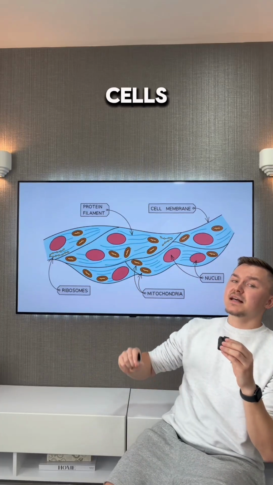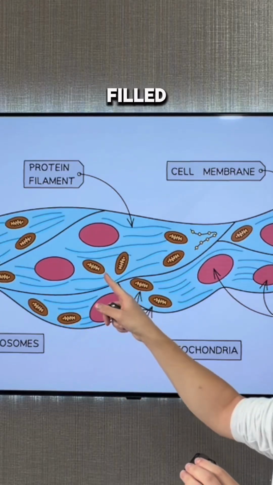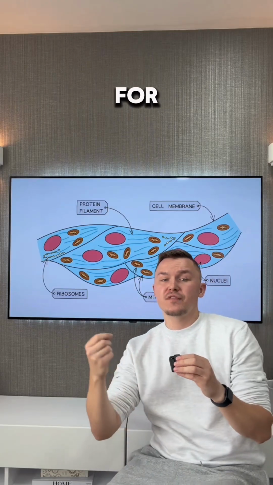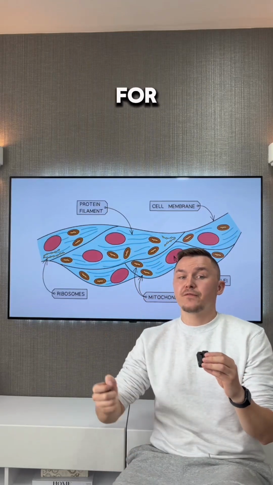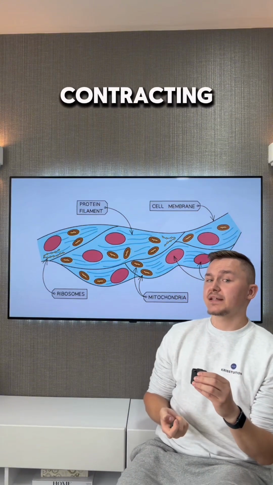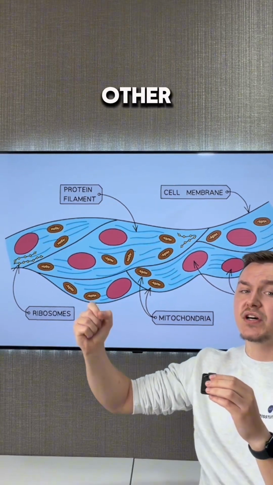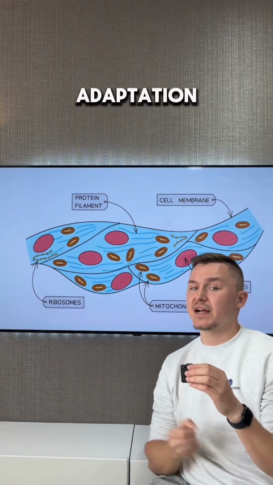These specialized cells are muscle cells, and you can see over here that they are absolutely filled with mitochondria to allow for respiration to take place and therefore for a large release of energy to help keep those muscles contracting. Muscle cells are also made up of these protein filaments which slide over each other, contracting the muscles, which is another adaptation for them.